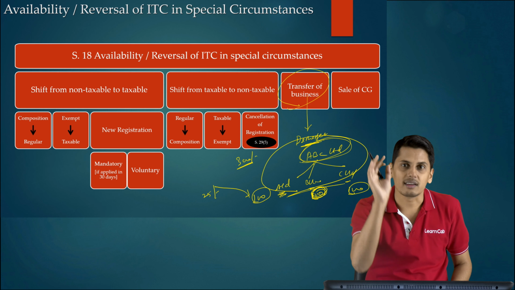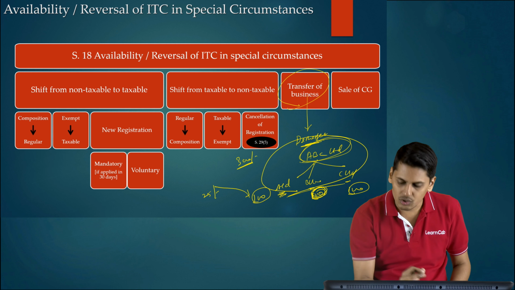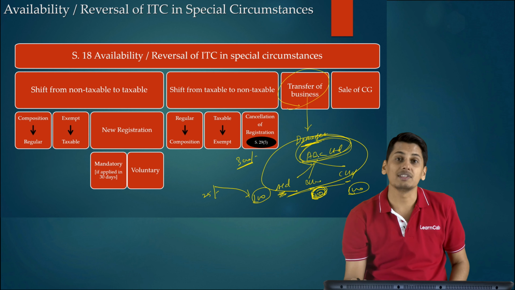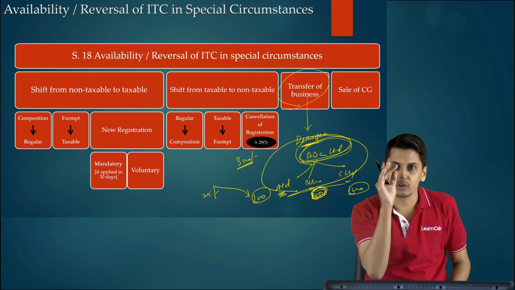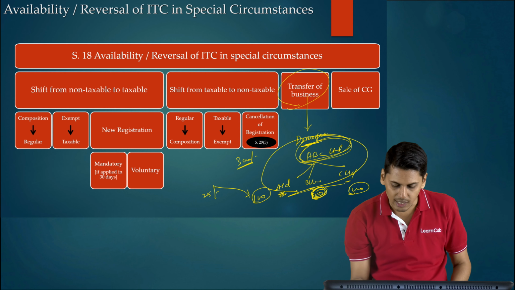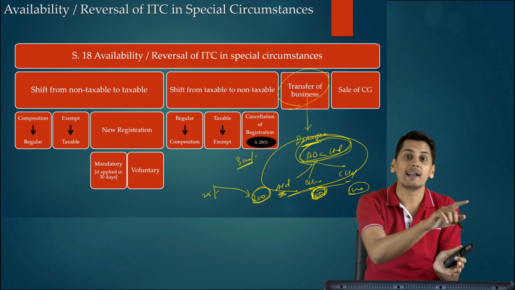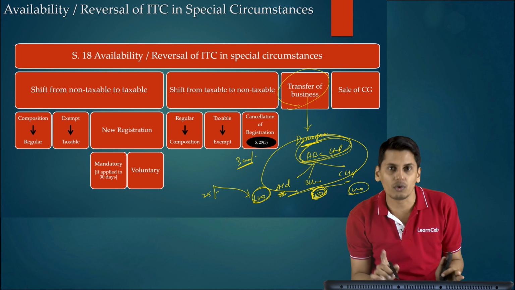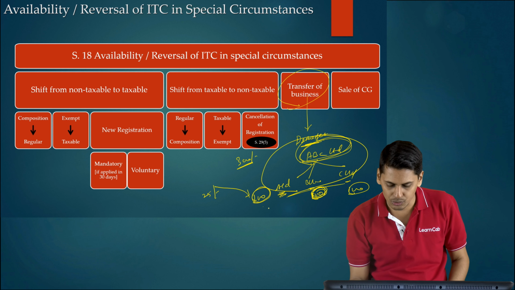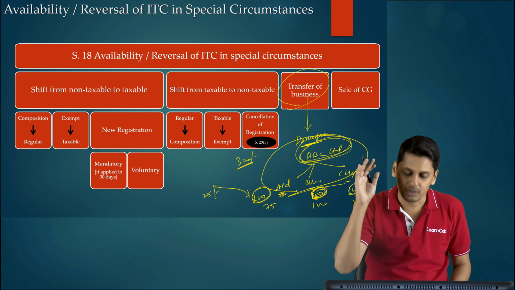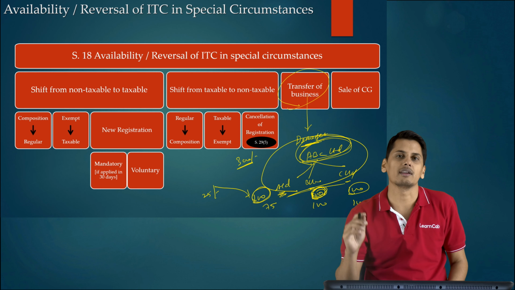Now, what is the ratio in which you should distribute the credit balance which is lying in the electronic credit ledger of ABC Limited? Out of 100, 25 belongs to land on which no input tax credit was involved, because on purchase of land obviously no GST is being charged. So should you transfer it in the ratio of 75 is to 100 is to 100, or should you transfer it in the ratio of 100 is to 100 is to 100?